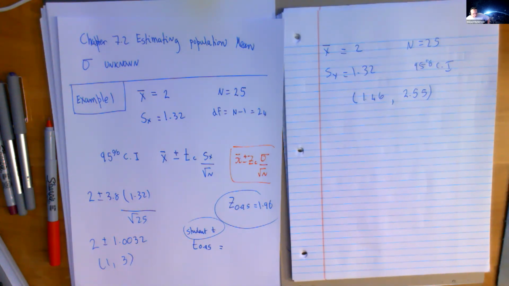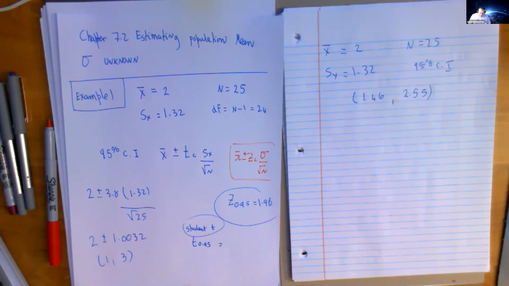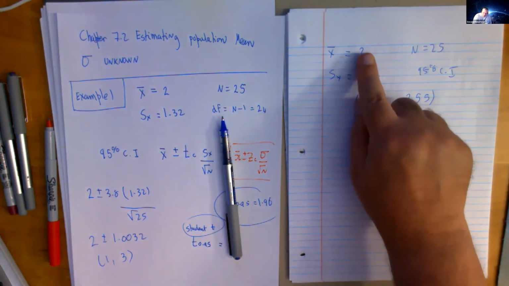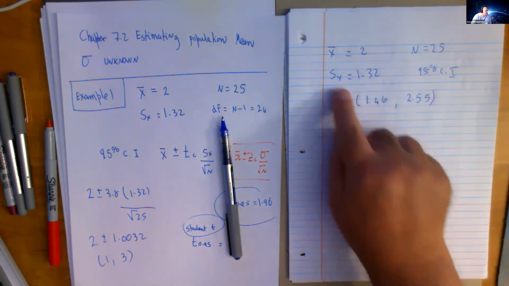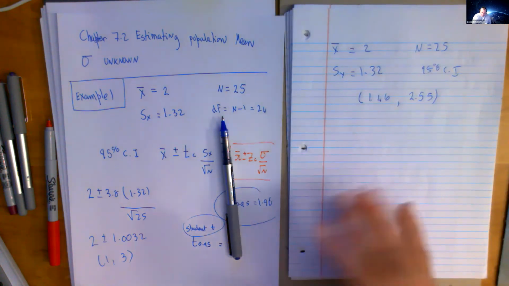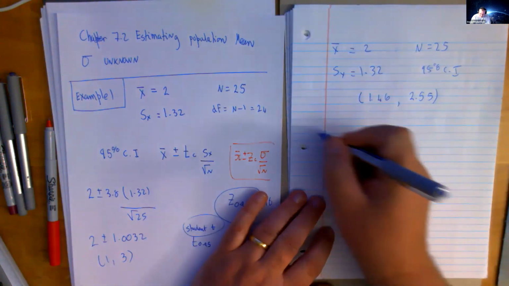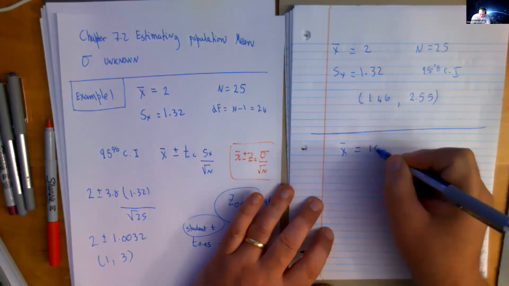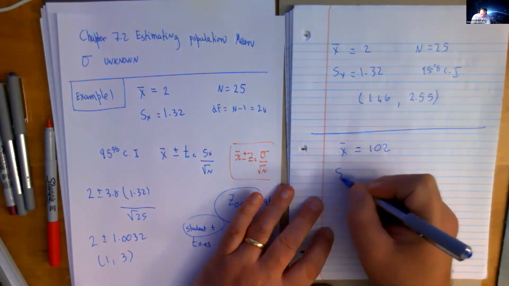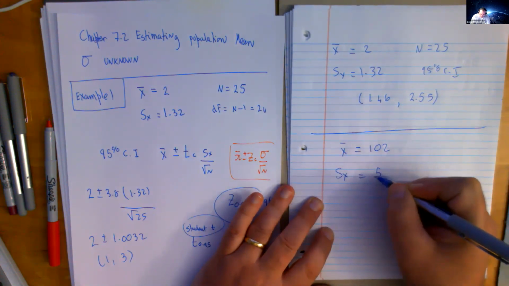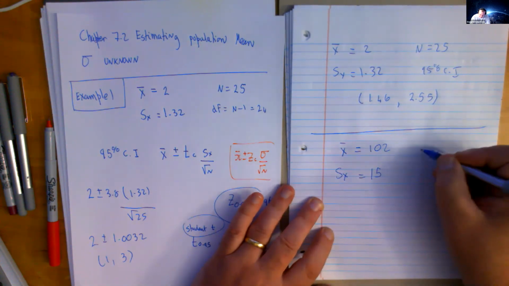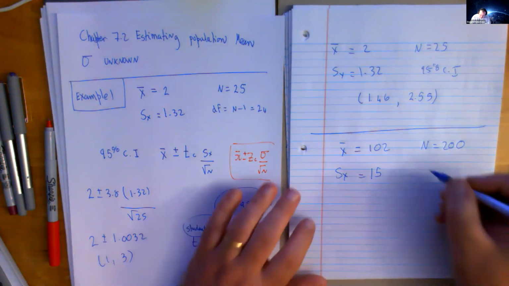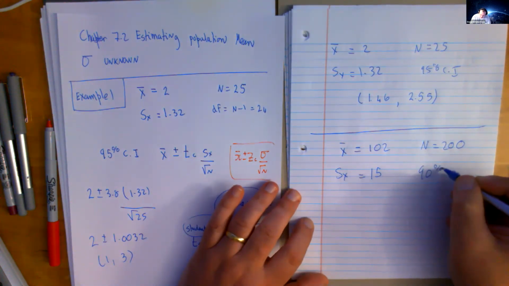Look good? So we're going to be given, there are two versions of this question. This is version 1, where they tell you the statistics to use. And we'll do that. So X bar is 102. Sample standard deviation is 15. I did a sample of 200, and I want a 90% confidence interval.